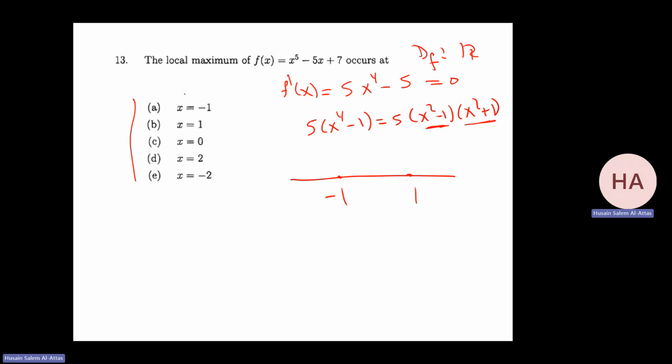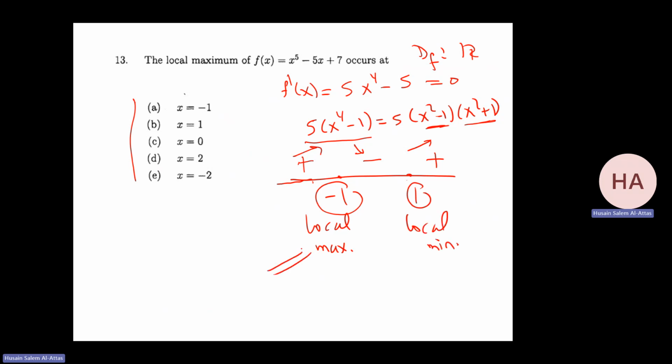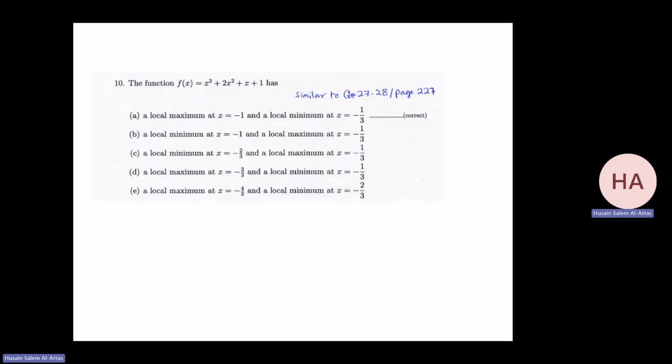Okay. So take a value. This is my function. To minus 1, 1. Take a value before minus 1, like minus 2, that will be positive. 0, negative, more than 1, that will be positive. So I have increasing, decreasing, increasing. So I have local maximum here, and here I have local minimum. I don't care about this. I care only about the local maximum. So at x equal minus 1. The function, he gave you different answers.